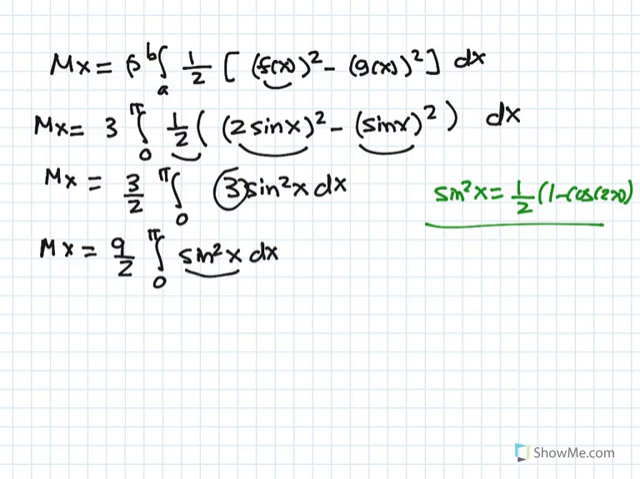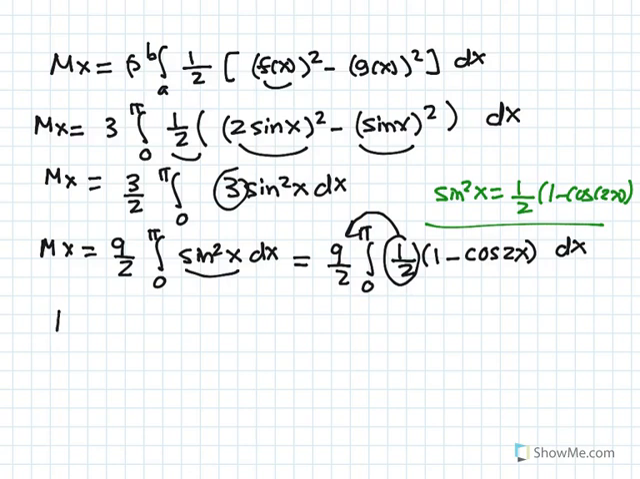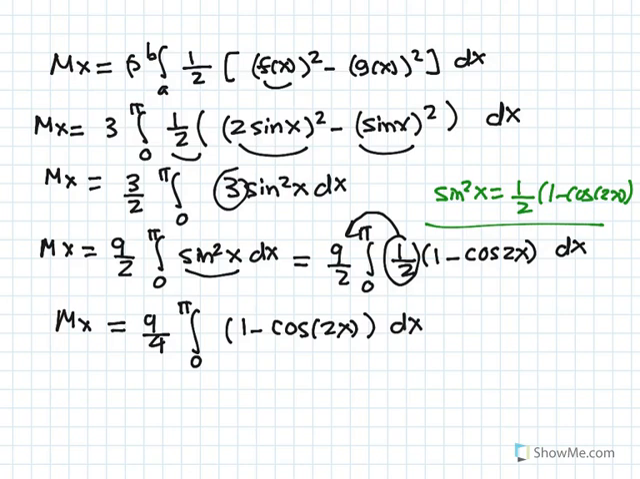Applying the half angle identity, 9/2 times the integral from 0 to pi, sine squared x is equal to 1/2 times 1 minus cosine of 2x, dx. 1/2 is a constant, passes through the integral. The moment with respect to the x-axis is equal to 9/4 times the integral from 0 to pi of 1 minus cosine 2x dx.